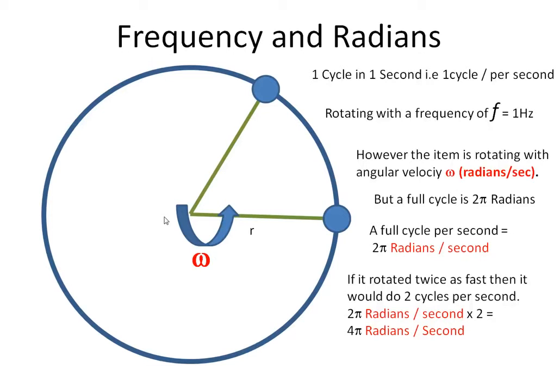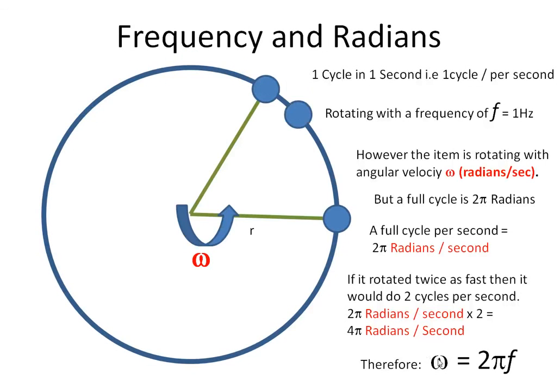Now let's say we rotate the item twice as fast. Okay, so it's going to do 2 cycles in 1 second. So the angular velocity would be 2 pi radians per second multiplied by 2, because we've done 2 cycles in the 1 second. That would give us 4 pi radians per second. And that would look something like that.